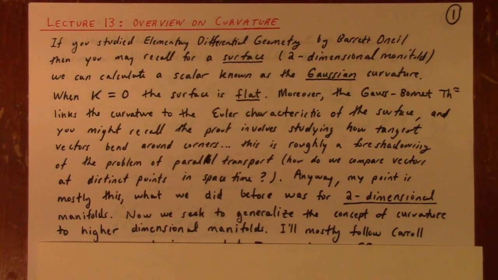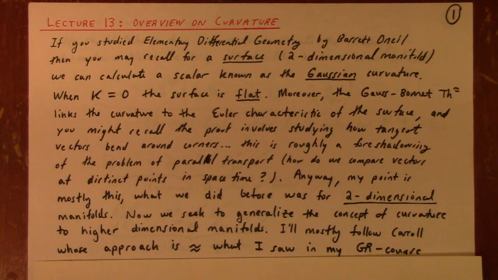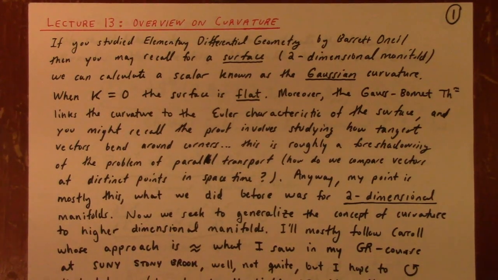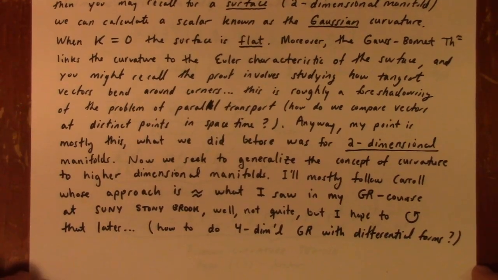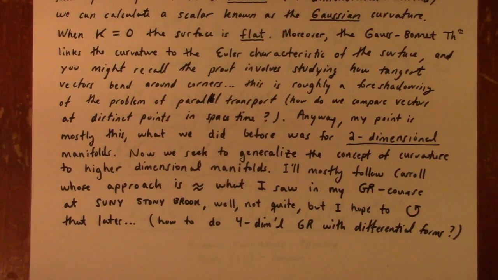Again, I'm mostly following Carroll, whose approach is approximately the same as I saw in my general relativity course at SUNY Stony Brook a few years ago. Well, that's not quite honest. In the course I had at Stony Brook, we used the tetrad formalism, a way of doing general relativity with differential forms, more in the spirit, in some sense, of O'Neill. We won't be doing that, at least not to start with in here.